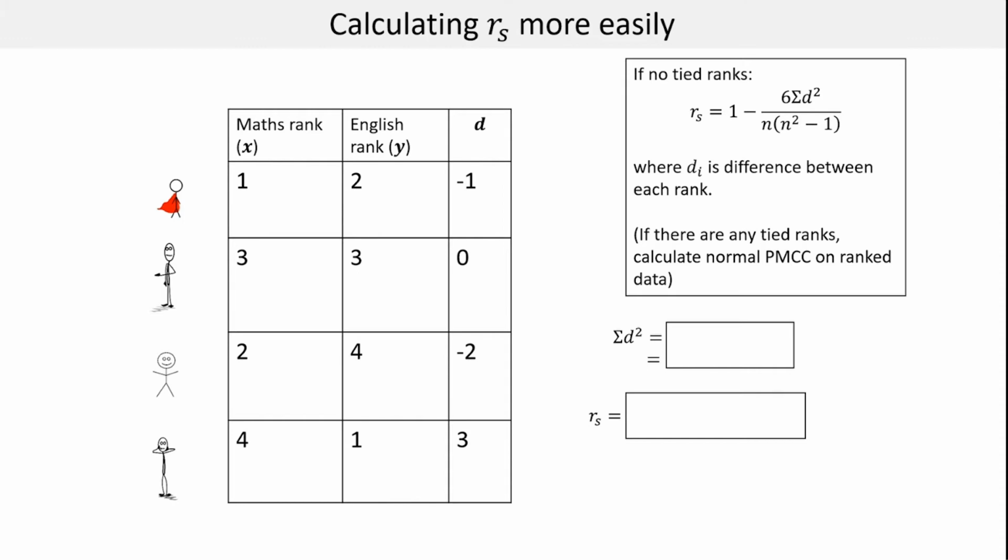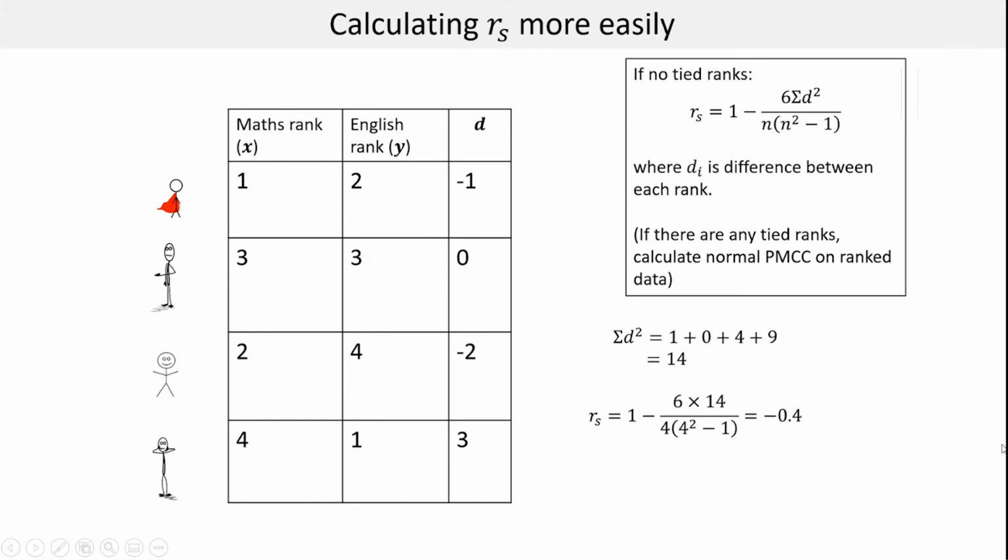And because we know we're going to square them, we can almost ignore the negative that's already there. So I really want 1 squared, 0 squared, 2 squared, and 3 squared. When we add those together, we get 14. So substituting this into the formula, we get 1 minus 6 times 14 over 4 multiplied by 4 squared minus 1. That's a much quicker way of getting our negative 0.4.